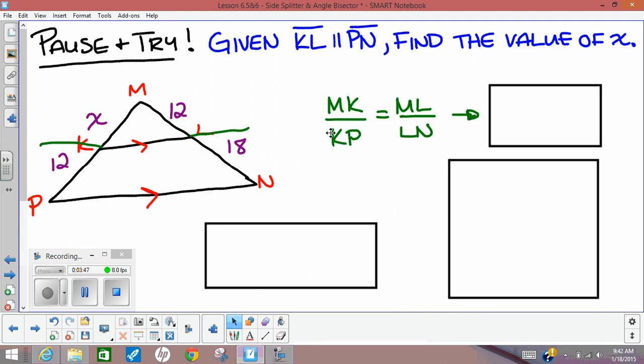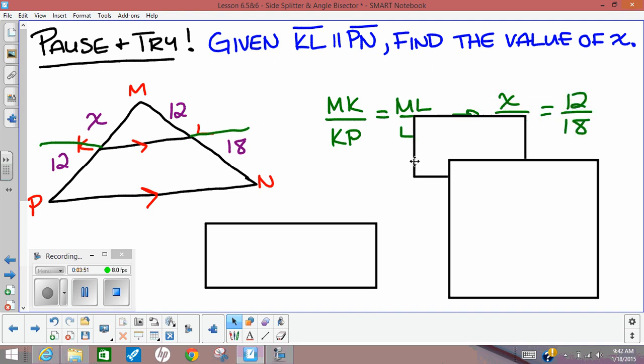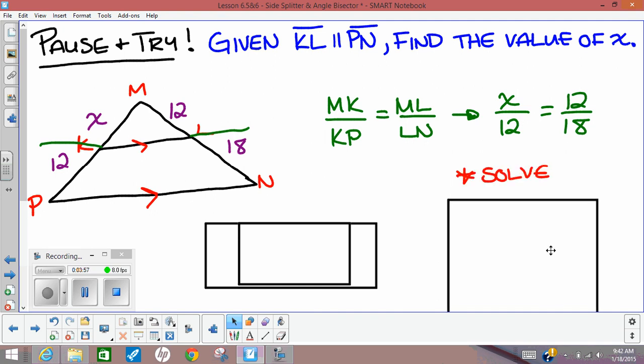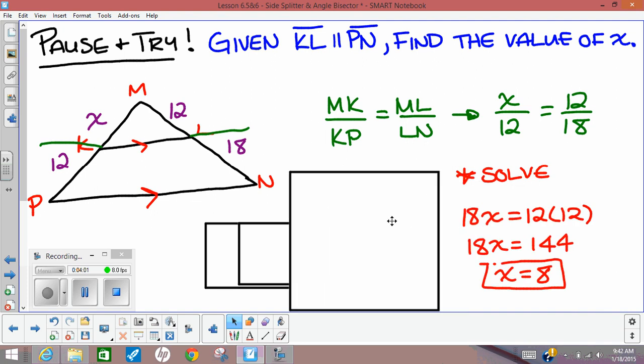So MK over KP equals ML over LN. And we'll fill in the values there. So x over 12 equals 12 over 18. And then all we need to do is solve this for x. And you should have gotten that x is equal to 8.